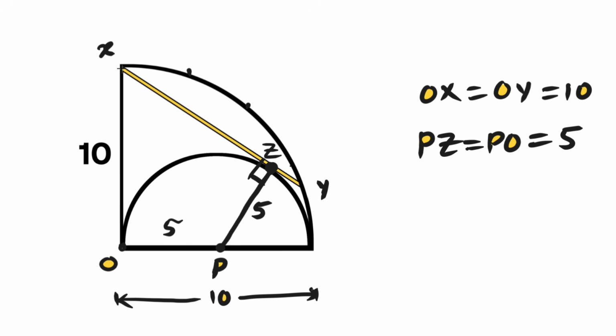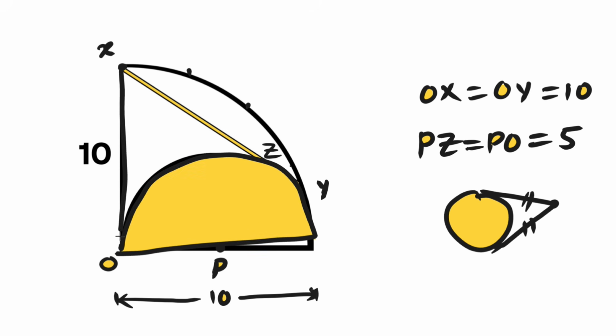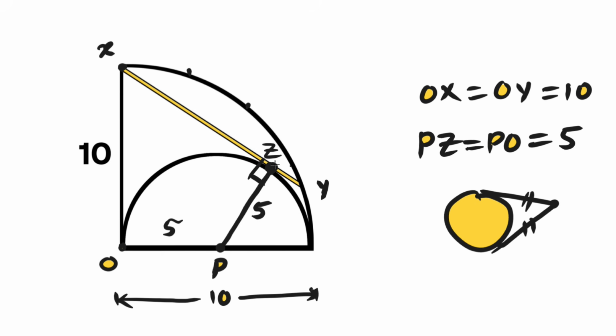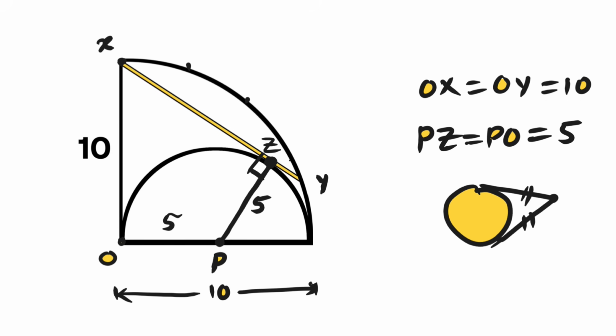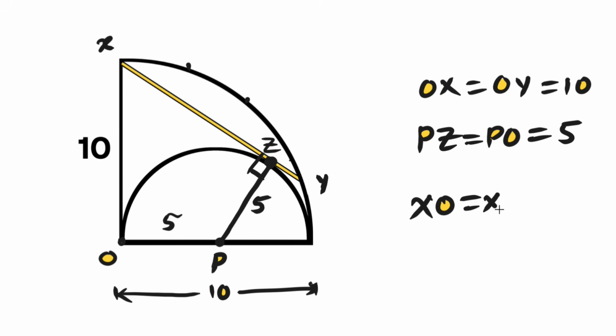Now, let's look at point X. From an external point, if two tangent segments are drawn to the same circle, those two tangent segments have equal lengths. In this configuration, the tangent from X along the quarter circle radius direction gives us XO, while the tangent segment to the smaller semicircle is XZ. Therefore, XO equals XZ. We already know that PO and PZ are both radii of the smaller semicircle, so PO equals PZ, and both are 5 units.